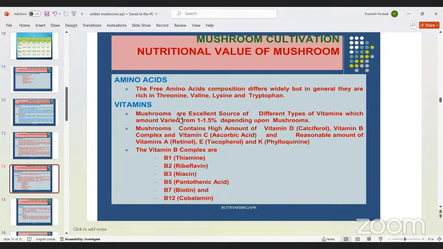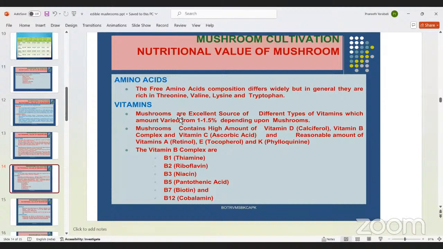Next one is the vitamins. Along with the amino acids, proteins, and carbohydrates, vitamins are also present in mushrooms. Mushrooms are an excellent source of different types of vitamins, varying from 1 to 1.5% depending upon the mushroom. They contain a high amount of vitamin D, that is calciferol, vitamin B complexes, vitamin C, that is ascorbic acid, and a reasonable amount of vitamin A, retinol, E, tocopherol, and K, phylloquinone.